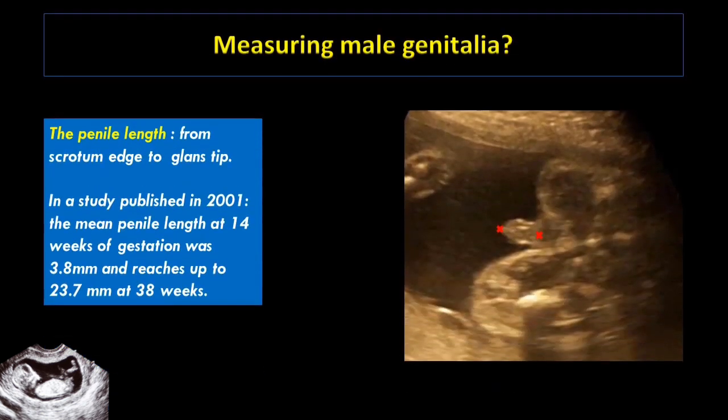The penile length can be measured intrauterine. It is measured from the scrotal edge to tip of the glans. In a study published in 2001, the mean penile length at 14 weeks of gestation was about 3.8 millimeters and reaches up to 23.7 millimeters at 38 weeks.